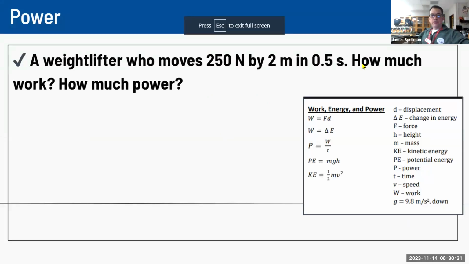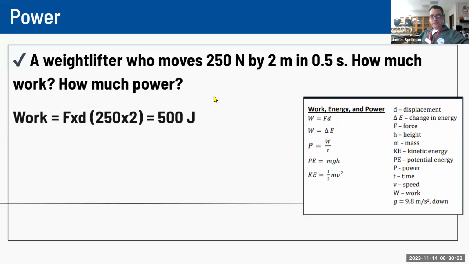Some additional examples. So if a weightlifter moves 250 newtons, 2 meters in 0.5 seconds. Again, try to keep these things straight. How much work, how much power? Always, if you come back to your reference sheet, and that's why it's called a reference sheet, you refer to it. If it's asking how much work, we need a force and we need a distance. We need a Newton and we need a meter. So the work is 250 times 2. That's how many joules of work we get.